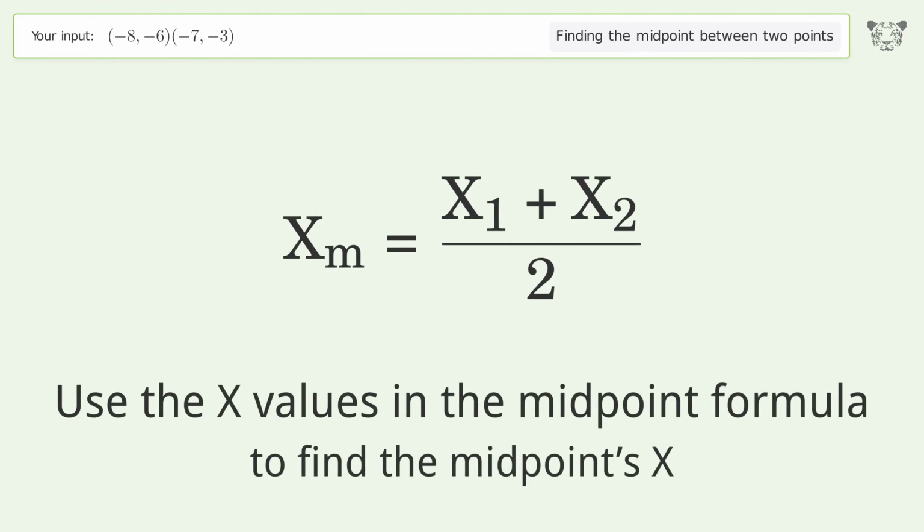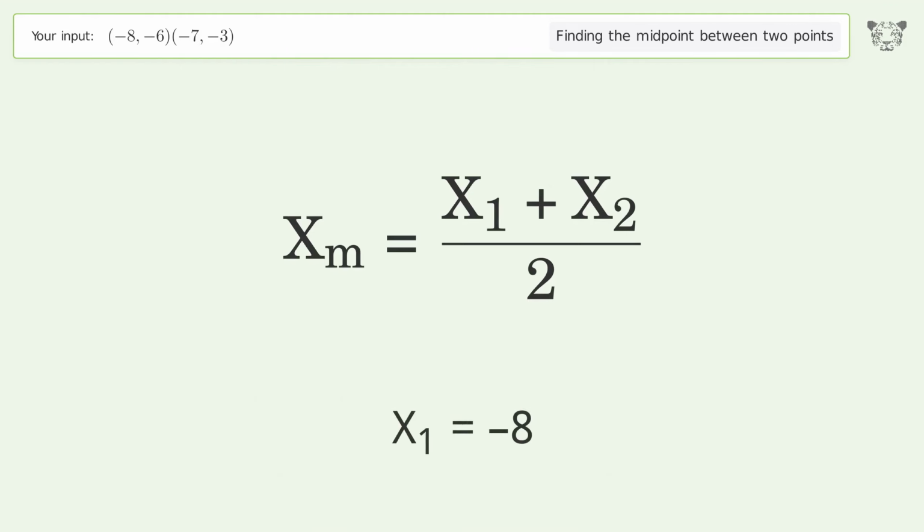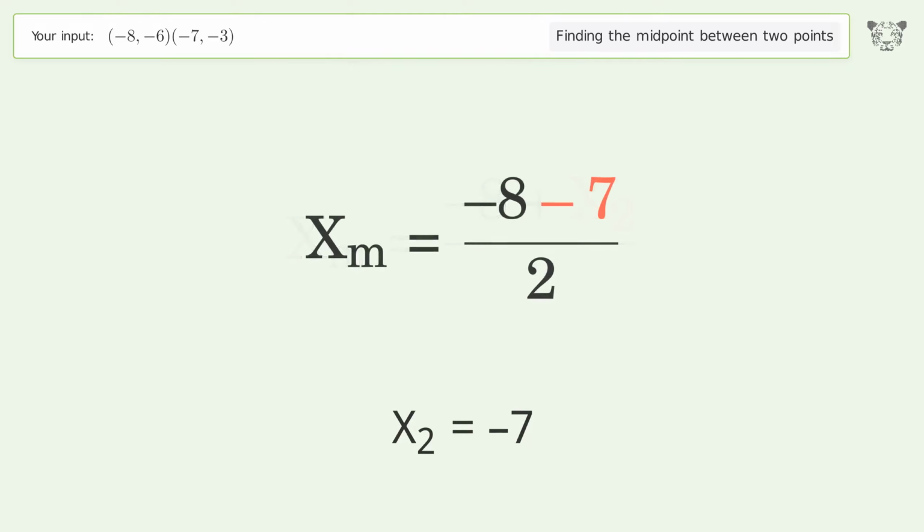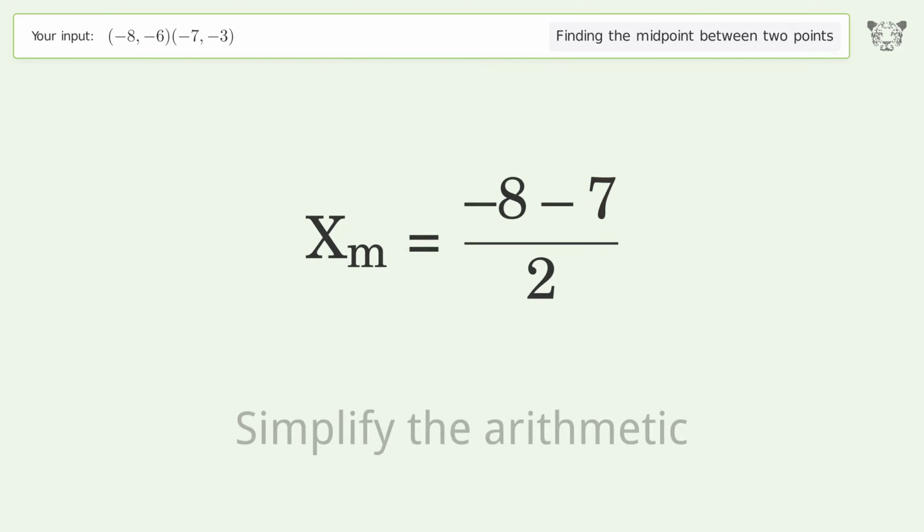Use the x values in the midpoint formula to find the midpoint's x. x1 equals -8. x2 equals -7. Simplify the arithmetic.